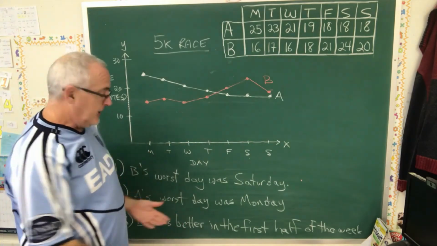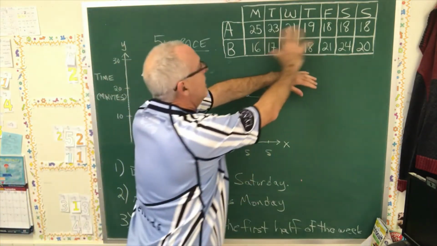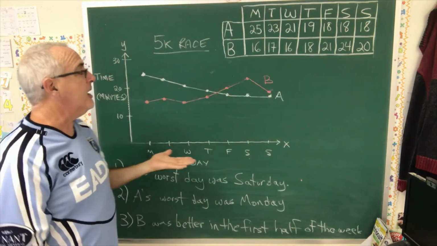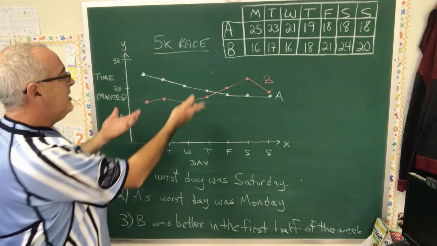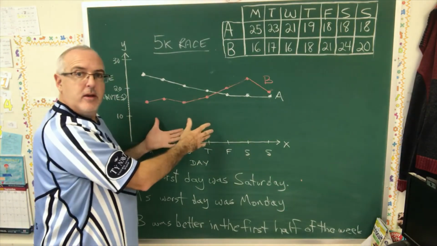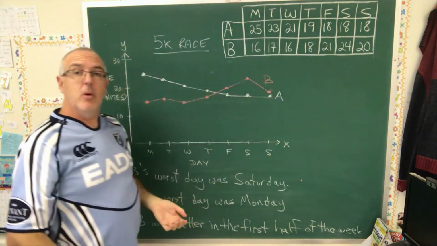The truth is, of course, I could have come up with these conclusions just by looking at the table of data that I was given at the beginning. But the question wants me to use the graph. And it's true that it's a little easier to see things on the graph than it is in the table. That's why we make graphs.